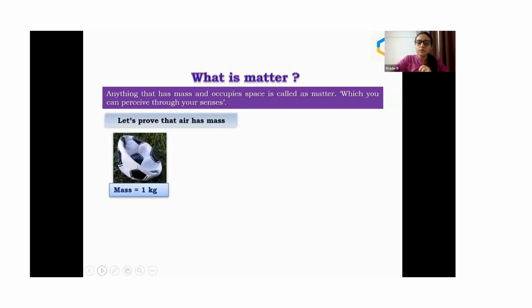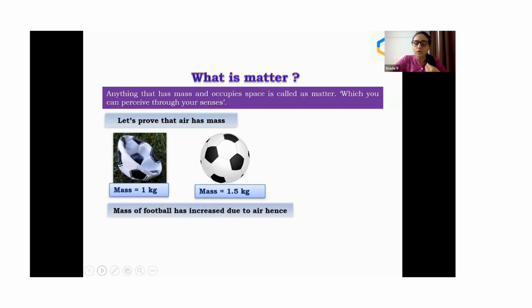So let's prove that air has mass. You can see when we inflate any object with air, it is proved that the football has mass in it. Or any ball which we are inflating with air, we consider that every object has some mass. So we have measured the mass. Okay, so mass, consider everyone.